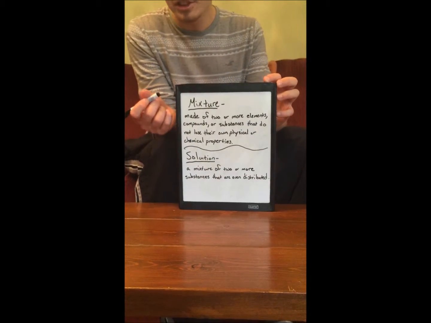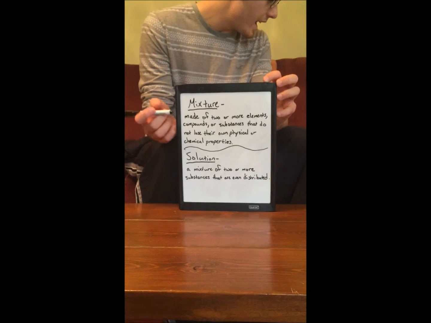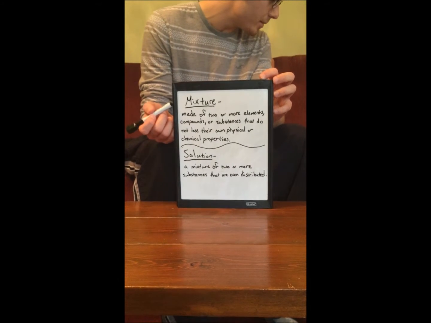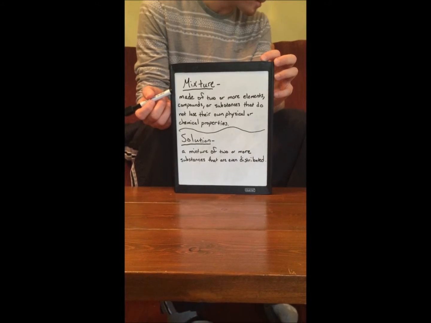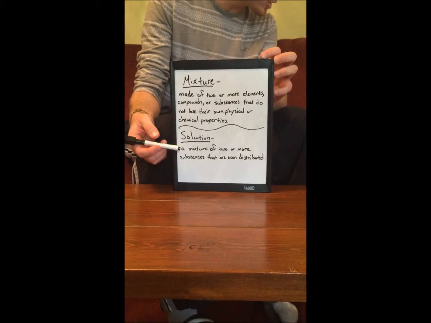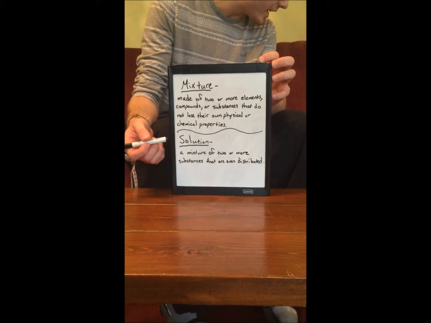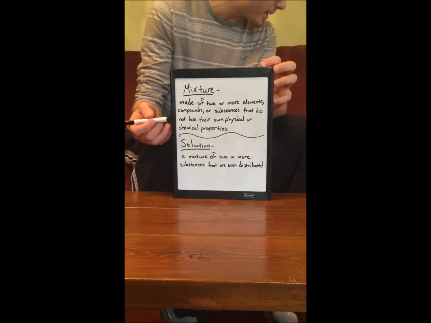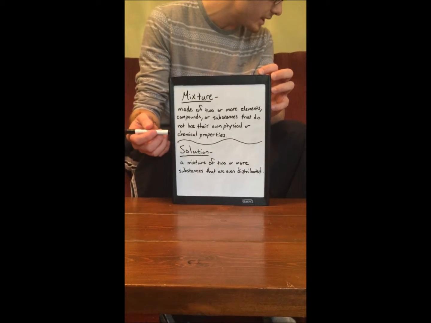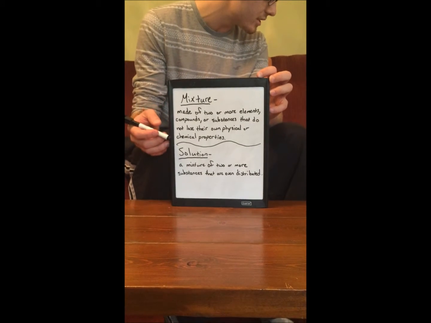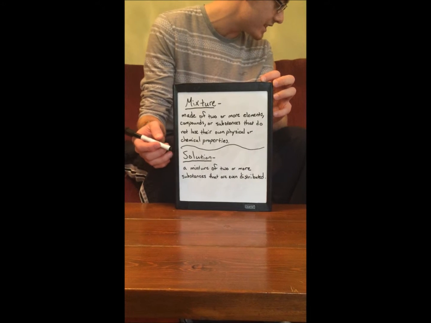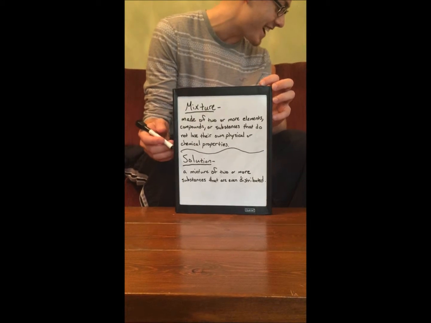So, coming back to mixtures and solutions. A mixture is made of two or more elements, compounds, or substances that do not lose their own physical or chemical properties. A solution is a mixture of two or more substances that are evenly distributed. In this experiment, the oil and water were not distributed evenly, so a mixture of oil and water is called an emulsion, which is defined as a mixture of two liquids that normally do not combine.